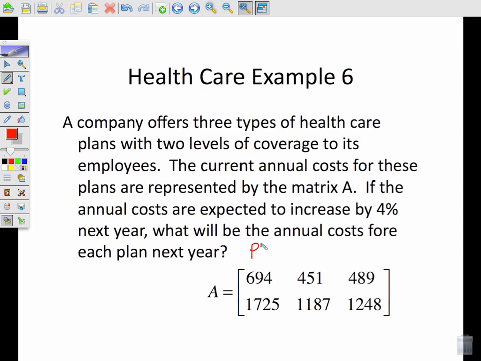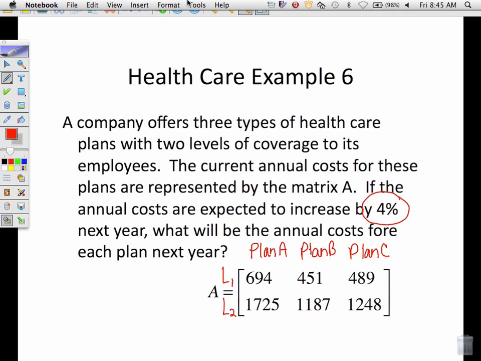The first thing that we want to do is let's just go ahead and label some things here. Make this plan A. We'll make the next column plan B. It said there were 3 plans, and then plan C. And then each row here, let's say that it's level 1 and level 2. They said there's 2 different levels for each of the 3 plans. If this is the current year's and I need to go ahead and find the next year, which is a 4% increase, then here's what we have to do.